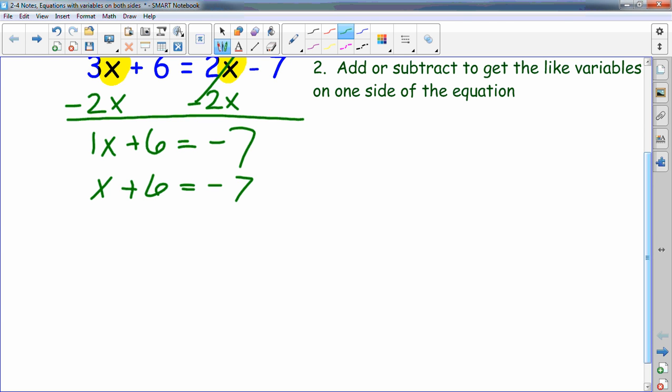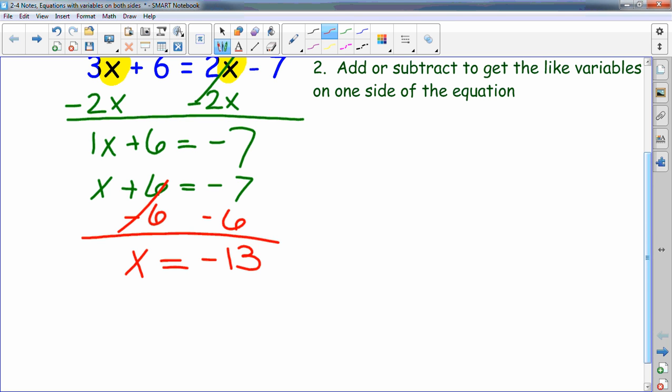Now, why did I rewrite it like that? Can I do that? Yeah, because 1 times x is just x. I don't want the 1 there, so I rewrote it. Now I'm going to subtract 6 from both sides, because the opposite of addition is subtraction. So I'm left with x equals, now I have negative 7, and I'm subtracting, or borrowing, 6 more. Negative 13. X equals negative 13.